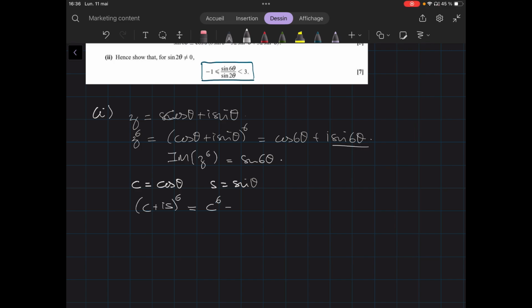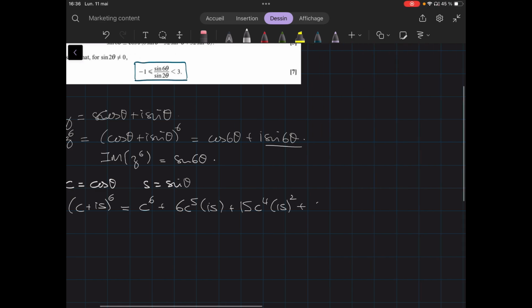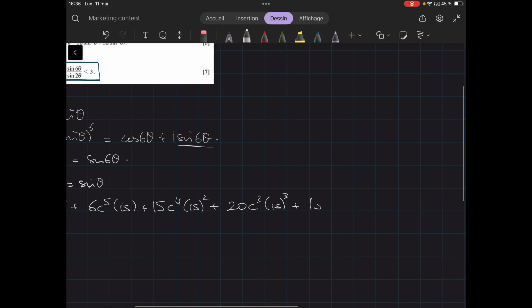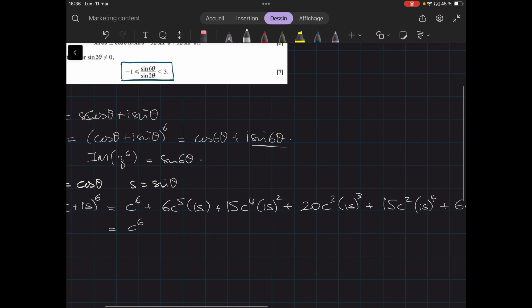This will give us C to the 6, 6C to the 5 iS, 15 C to the 4 iS squared, 20 C cubed iS cubed, 15 C squared iS to the 4, 6 C iS to the 5, and then S to the 6. i squared is negative 1.